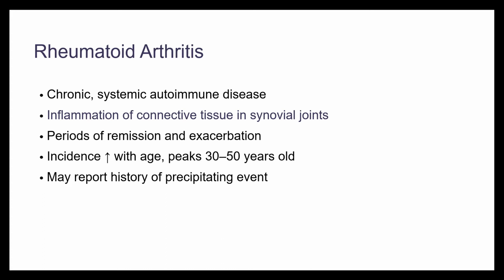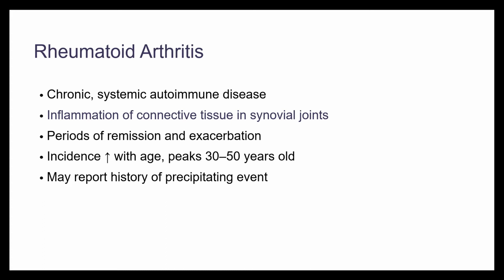It's believed that there is a combination of genetics and environmental triggers that can set off rheumatoid arthritis occurring in an individual. Characteristics of rheumatoid arthritis consist of the patient going through periods of remission and exacerbation for many years to come. Incidence increases as a person gets older and peaks between the ages of 30 and 50 years of age.